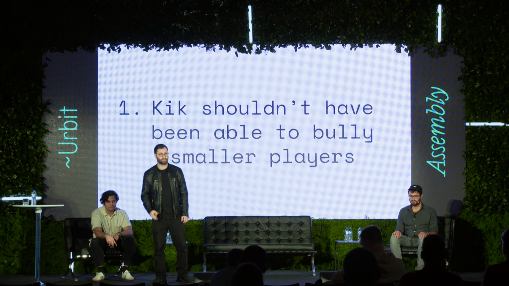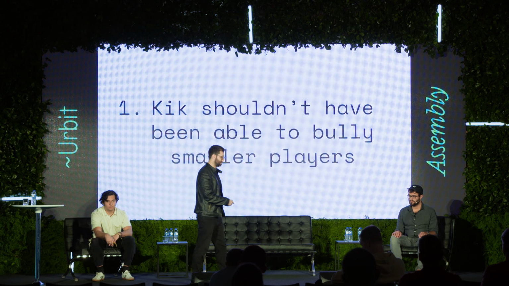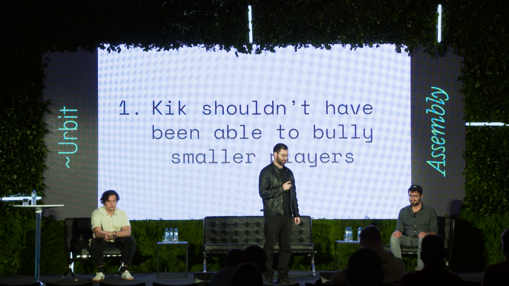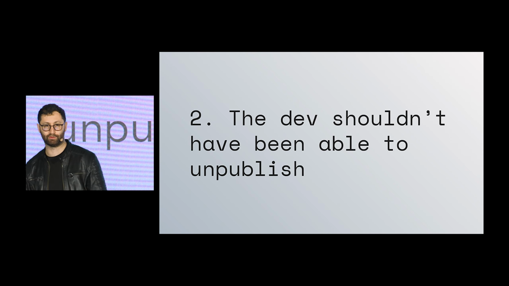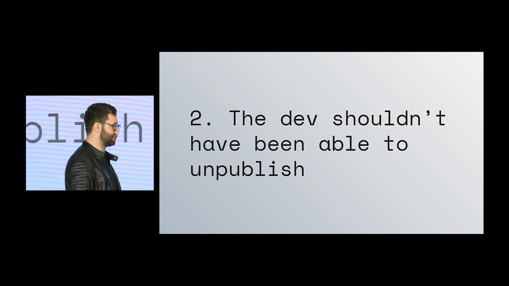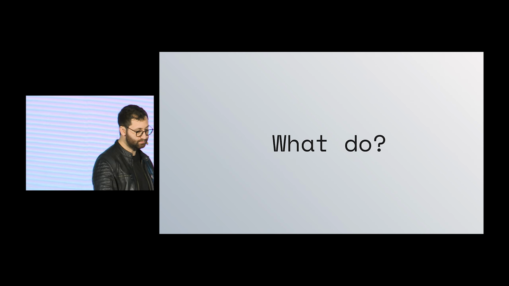And so what are some learnings from that, or things that we can say? Well, one, Kik shouldn't have been able to bully smaller players, right? There shouldn't have been anyone in a centralized position to say, I'm going to rip this out, and basically an axis of pressure. And the dev himself shouldn't have been able to unpublish, right? Because this is a dependency that many people are relying on, and so you shouldn't be able to rug. So what do?